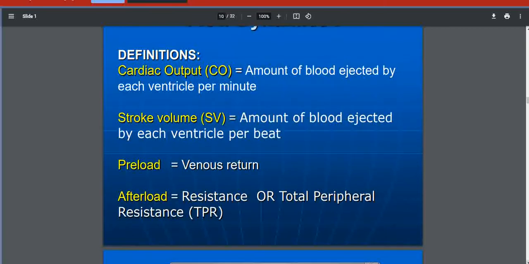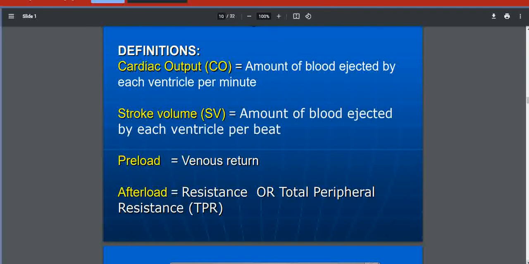Cardiac output is the amount of blood ejected by each ventricle per minute. So the total blood ejected by each ventricle per minute is what we call the cardiac output. Then stroke volume is the amount of blood ejected by each ventricle per beat, that is, by one complete systole.